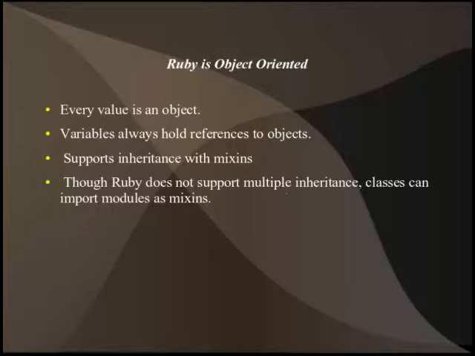Null, as it's called in Java, in Ruby it is called nil. Variables always hold references to objects. Ruby supports inheritance with mixins and singleton methods. Though Ruby does not support multiple inheritance, classes can import modules as mixins.